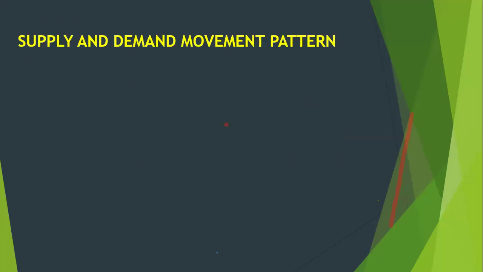So, supply and demand movement pattern. Supply and demand has three movement patterns. And this is something you need to know, irrespective of the trading strategy or trading system you are using. Any trading system you are using falls within and under supply and demand. I repeat again, it has to do with supply and demand.